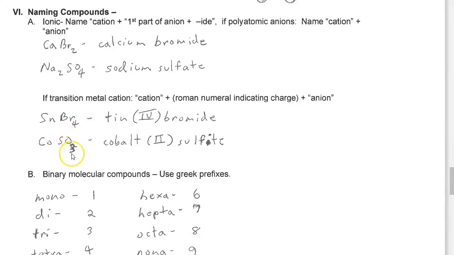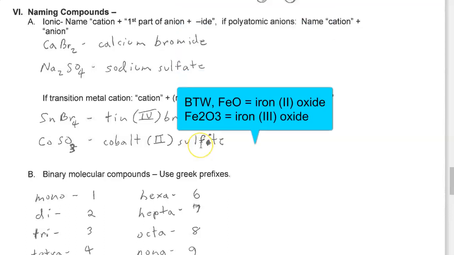If this has a -2 charge, what does this cobalt have to be? Well, it's got to be +2. See, because +2 and -2 equals 0. So the way I would name this is this would be cobalt(II) sulfite. Make sense?